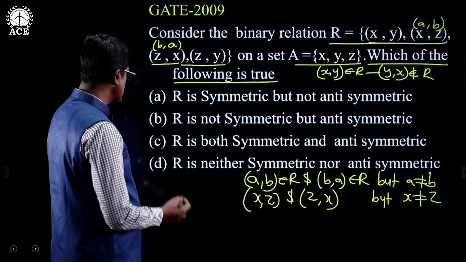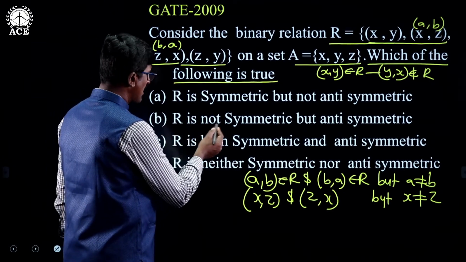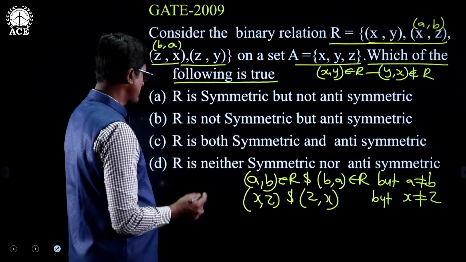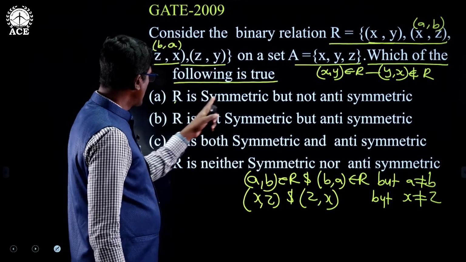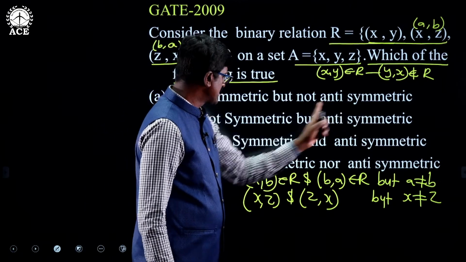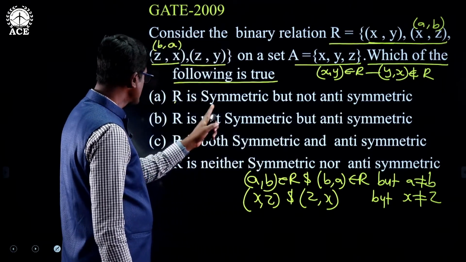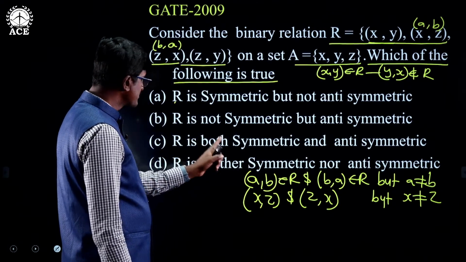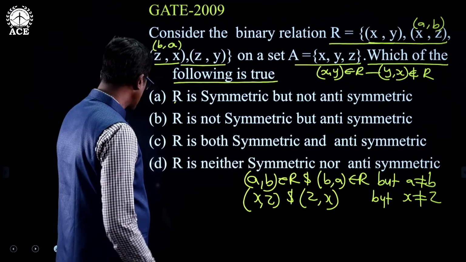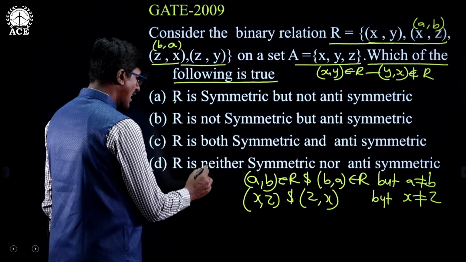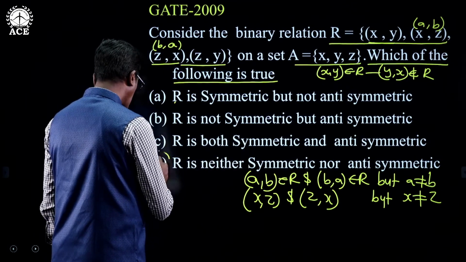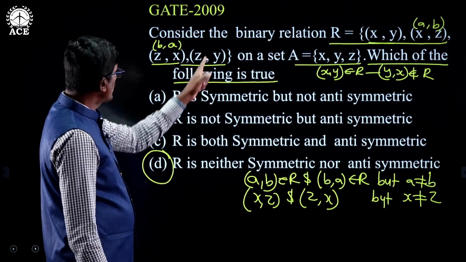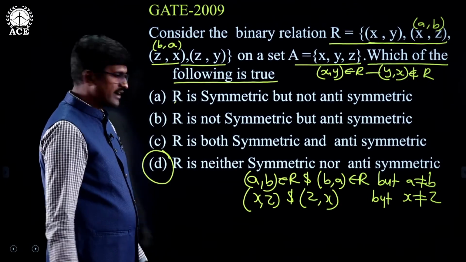Then which option is correct? The first option is R is symmetric but not antisymmetric. The second one is R is not symmetric but antisymmetric. The third one is R is both symmetric and antisymmetric. The last one is R is neither symmetric nor antisymmetric. The correct option is D, because the relation they have given is not a symmetric relation.